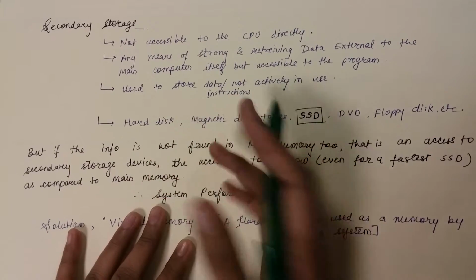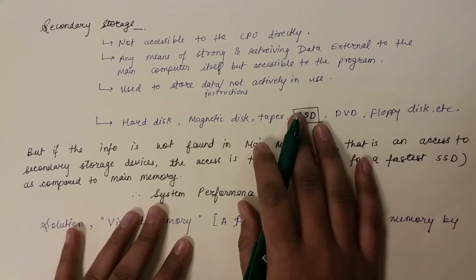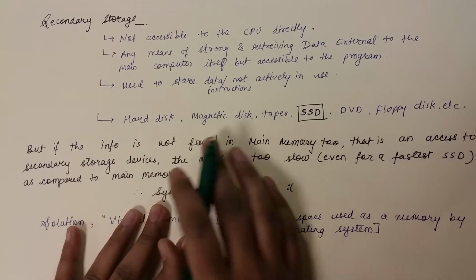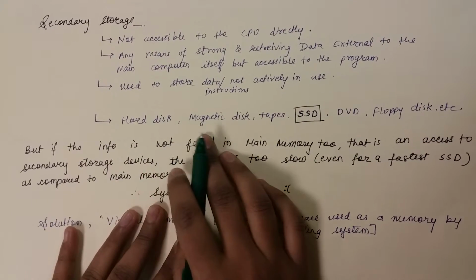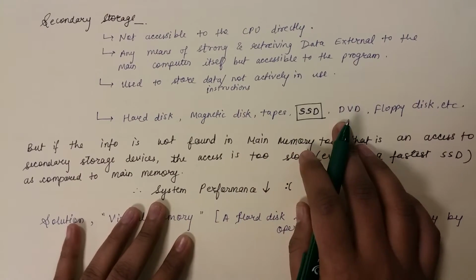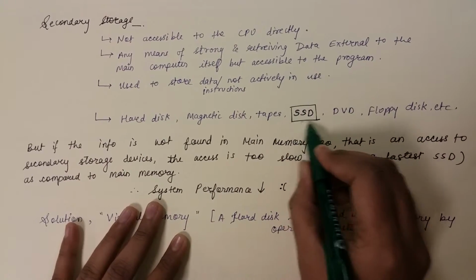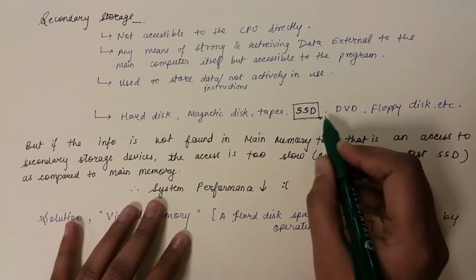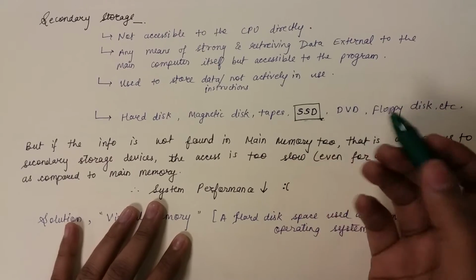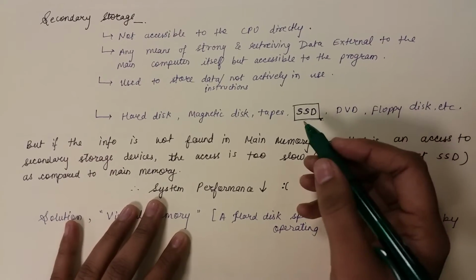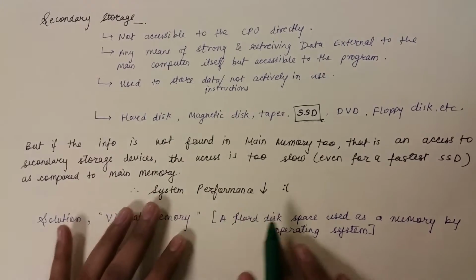It is used to store data or instructions which are not really actively in use. There are many examples like hard disk, magnetic disk, the tapes, DVDs, floppies, but SSDs are the ones which are rocking because of features like low power consumption and less heating. They are reliable and they are faster as compared to the hard disk.